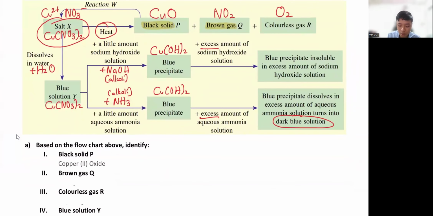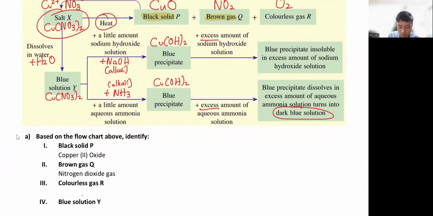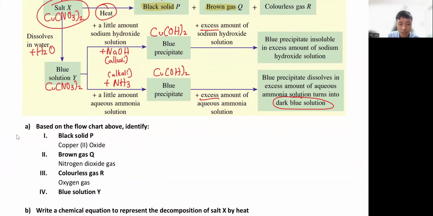For the black solid, P is copper 2 oxide. The brown gas is nitrogen dioxide. The colorless gas R is oxygen gas. For the blue solution, Y is copper 2 nitrate.